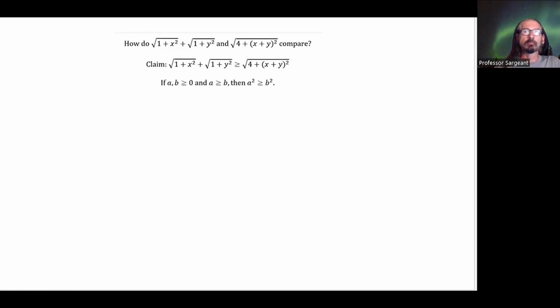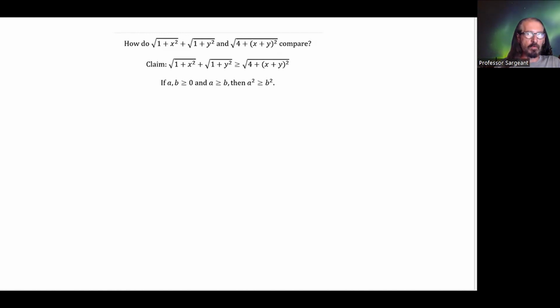Well, first of all, what I'm going to do is square both sides, and I have to verify that I can actually do that and keep the inequality symbol going in the same direction. So this is stating that if you're dealing with two non-negative numbers, a greater than or equal to b, and they're both non-negative, that when you square, a squared would still be greater than or equal to b squared.